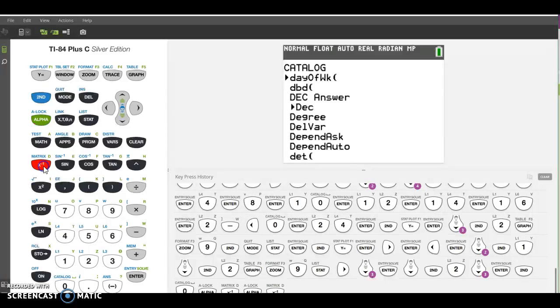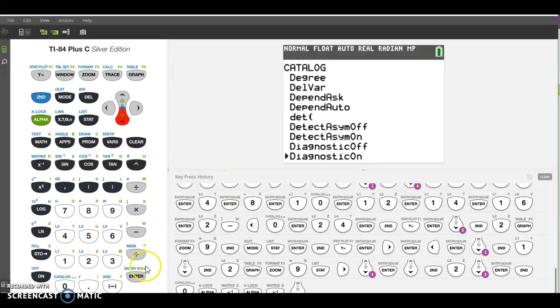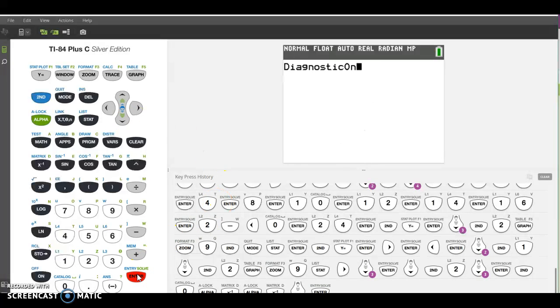So alpha, there we go. Now I just scroll down and find diagnostic on. Hit enter, it will say diagnostic on, and hit enter one more time. You only have to do that once unless you reset your calculator. If you already had it, you could have skipped that part.